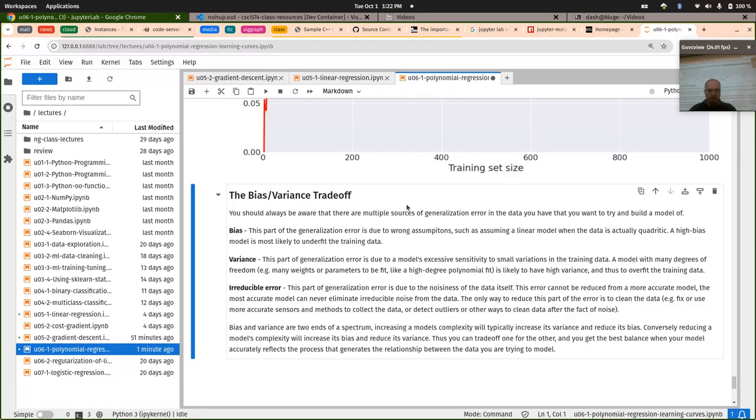Okay, actually, I was thinking I might take the whole time on this notebook. Just to finish up on this one, the textbook throws these terms at you at the end of this section on polynomial regression: bias versus variance. These are just different names for the concepts that we've been talking about here. So bias is really the generalization error.